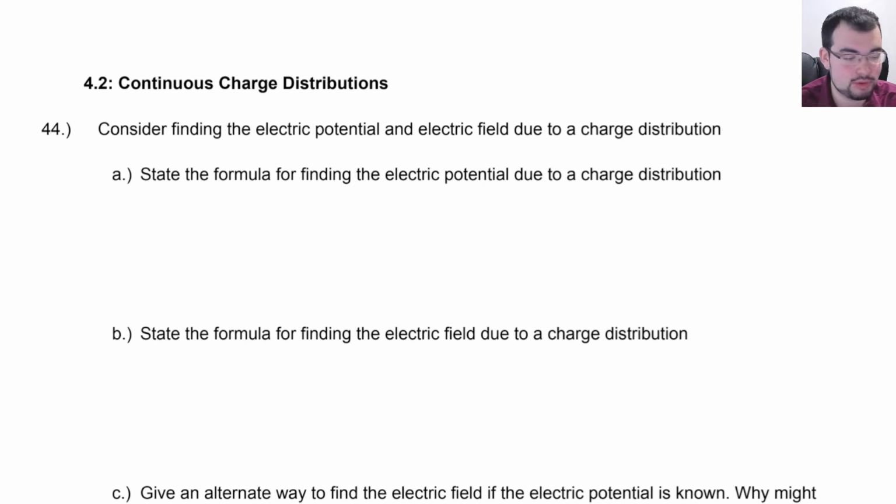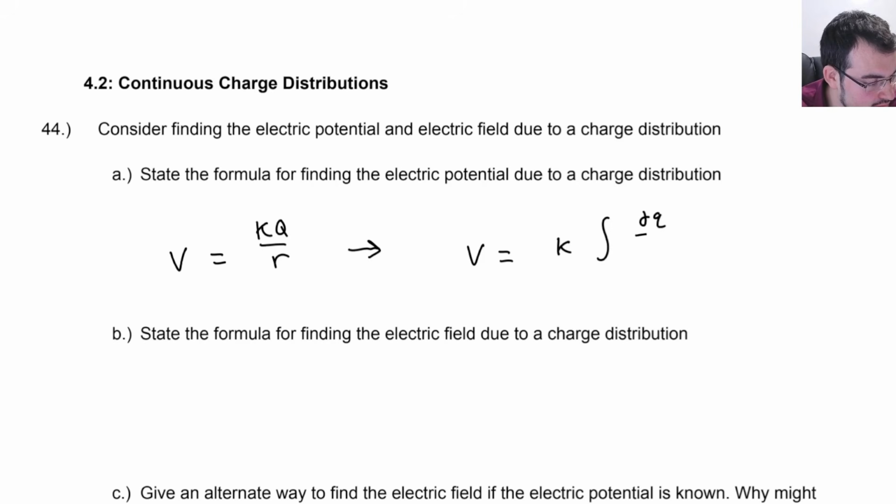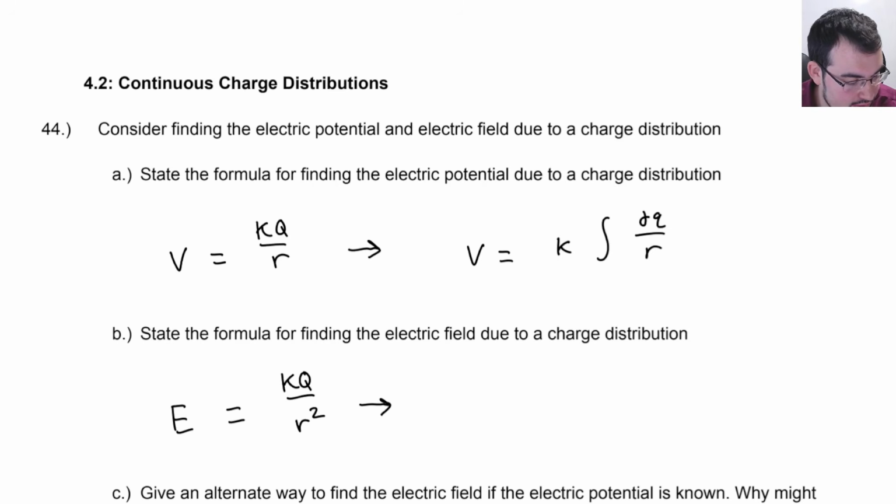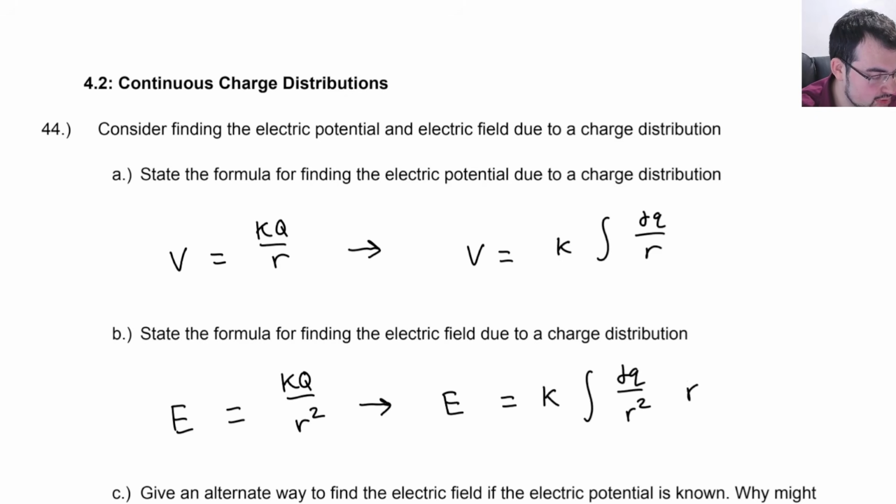All right, now for our first big topic, continuous charge distributions. What is the potential of a charge distribution? Well, V for a point charge is kq over r. So if you have many, many kq over r's to add up, V becomes k times the integral of dq over r. And then for the E field, the E field of a point charge is kq over r squared. So E of many of those is k times the integral of dq over r squared, but we get an r hat to remind ourselves of the fact that E is a vector.